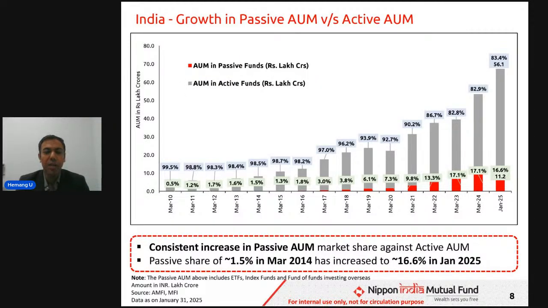Here we are trying to compare and show how slowly but steadily passive funds have started gaining traction, especially since the post-COVID era. This may be attributed to more awareness, digitization, or the overall perspective of the market changing, right? So earlier the market share of passive funds in the whole AUM industry was around 3.8%, you can see, in March 2018, which has gone up to 16% in a very short period of time, right? In fact, if I go a decade back, it was 1.5% in March 14, which has gone to 16% in Jan 25.